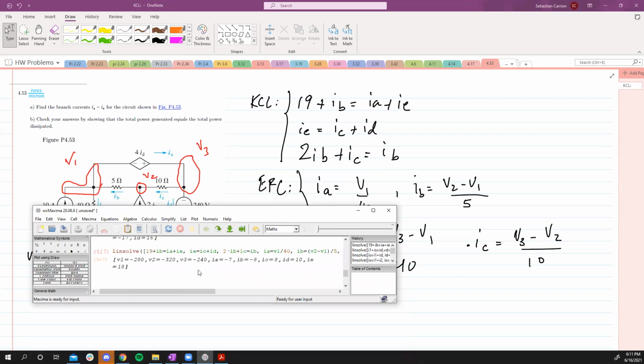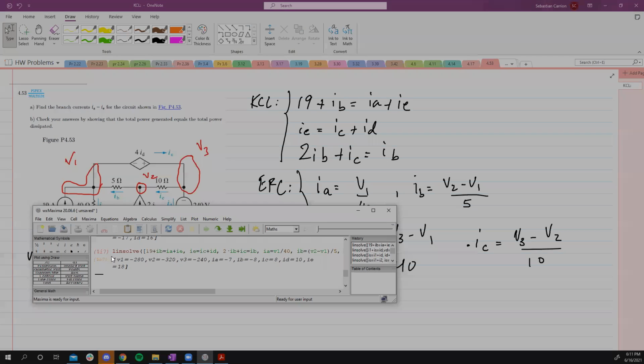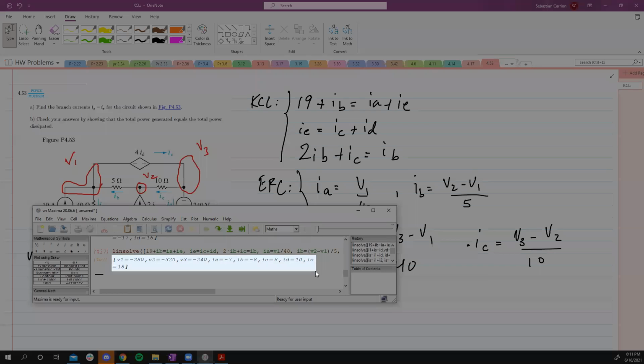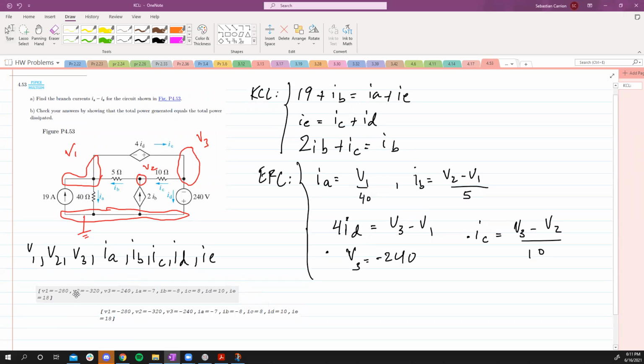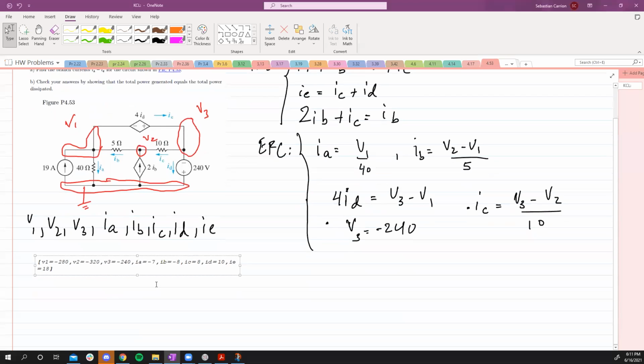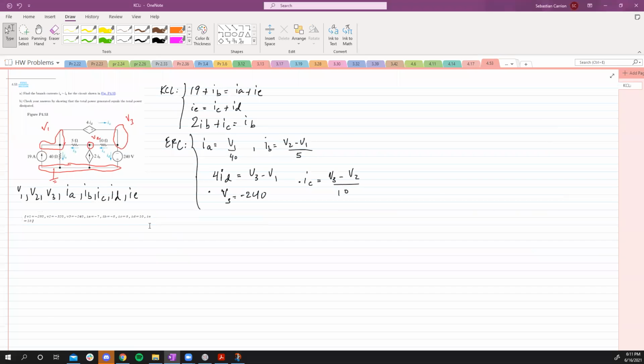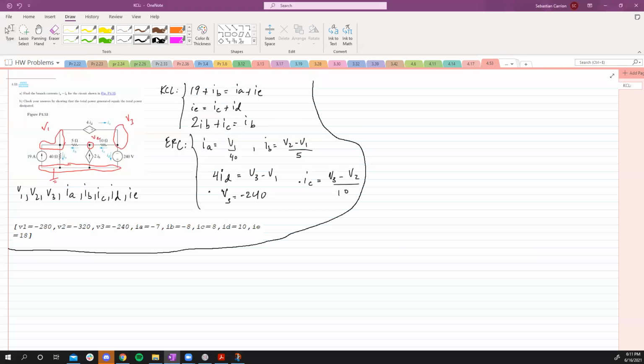So let's see, we get this. Knowing this, now we're able to show that the total power generated equals the total power dissipated. Okay, so let's go ahead and find the power for each. I'm going to make this separate.